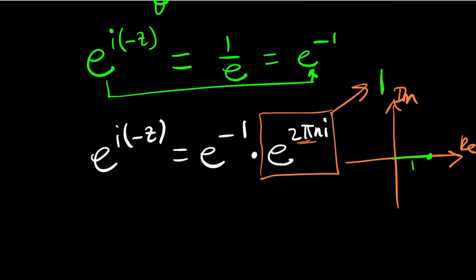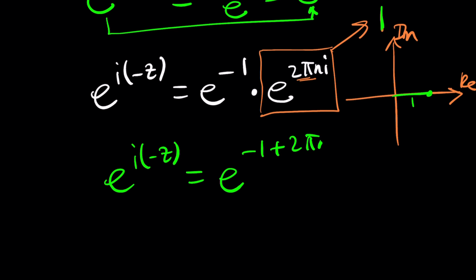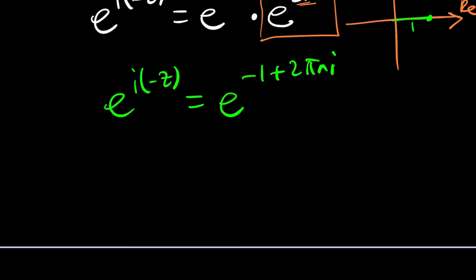But why did we do that? We don't want to miss any of the solutions. That's why. So let's go ahead and add these exponents so that we're not missing anything. You see? You have to have that. Now we can set those equal to each other. i times negative z equals negative 1 plus 2 pi n i.